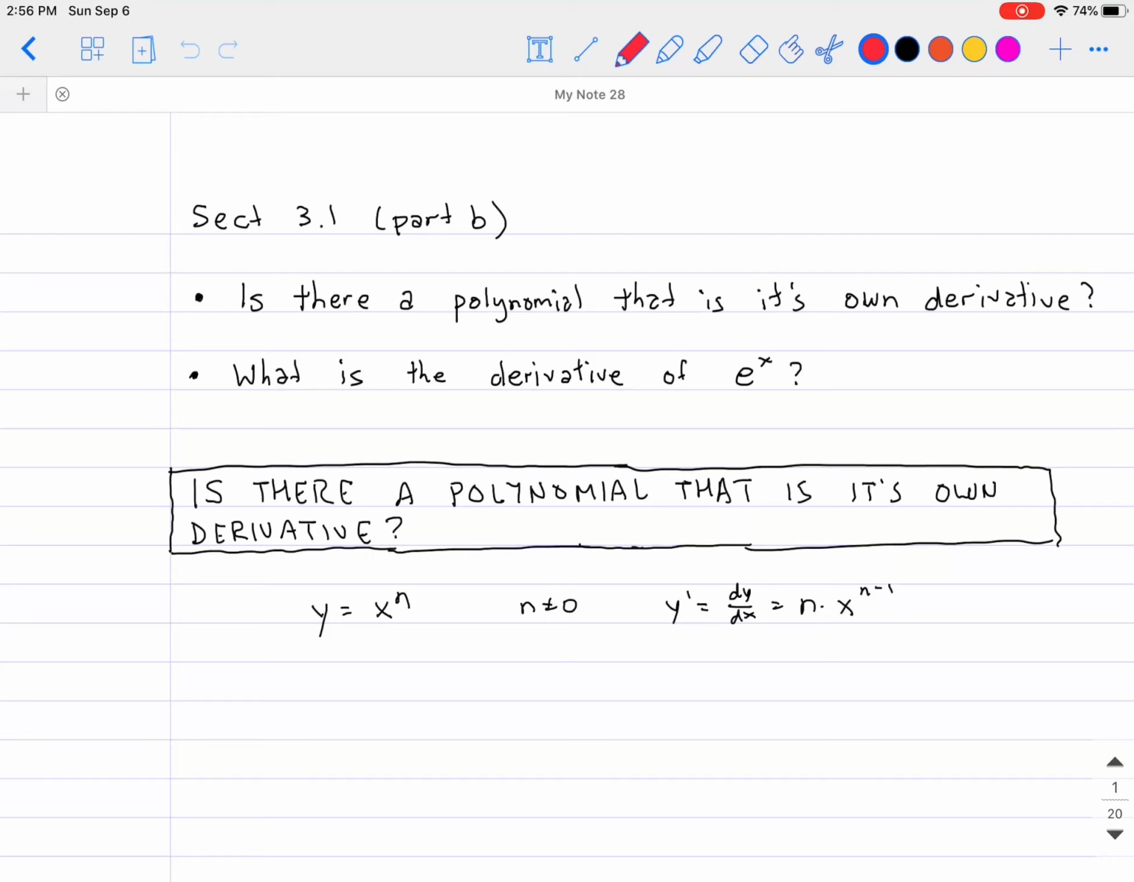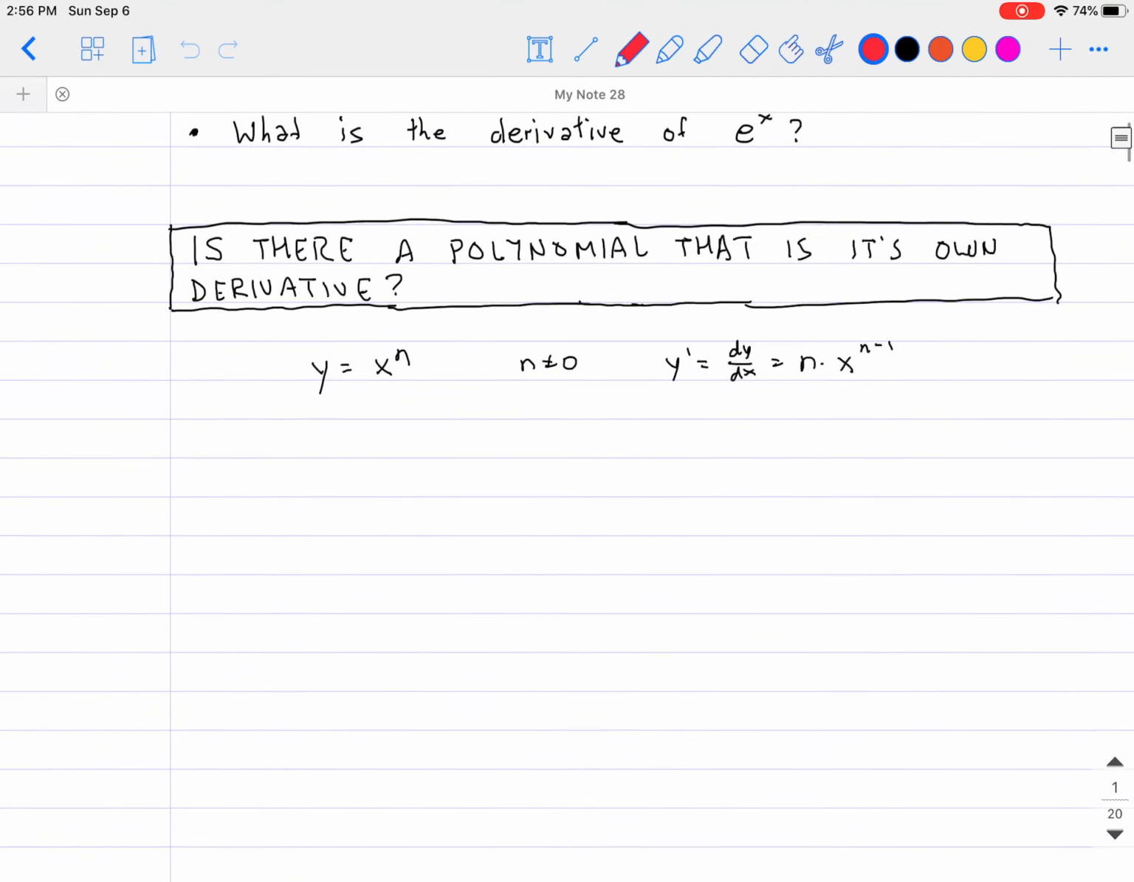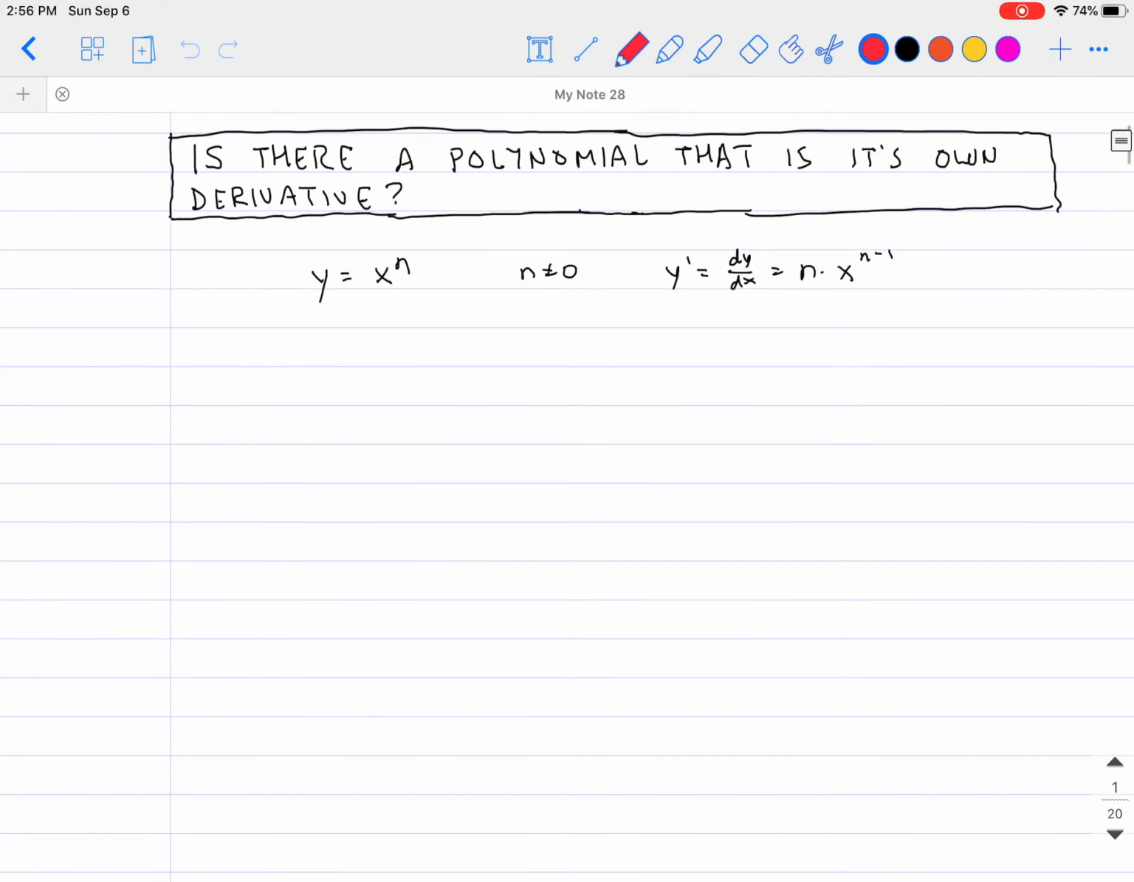But anyhow, the two questions that we're going to be trying to answer today are: is there a polynomial that is its own derivative? And also, what is the derivative of e to the x? Both of these are going to be essential for the next part, so that's why I need to sneak those in. So for the first question, let's see if we can answer that one together. Is there a polynomial that is its own derivative?